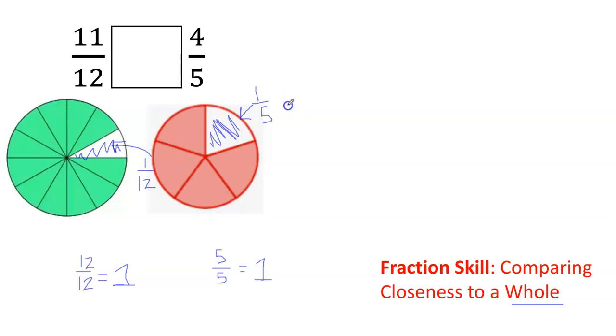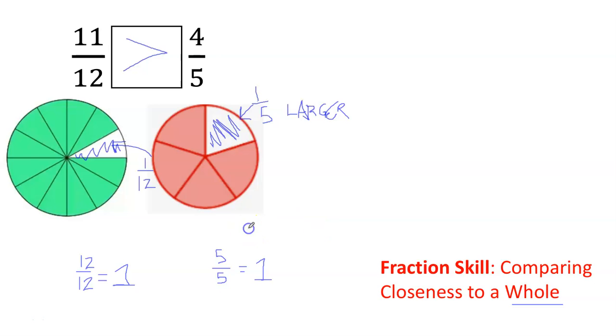1/5 is a larger piece than 1/12. And if 1/5 is a larger piece, then 4/5 is further away from 1. It's smaller than 11 twelfths is. 11 twelfths is greater than 4/5 because 11 twelfths is closer to being equal to 1.